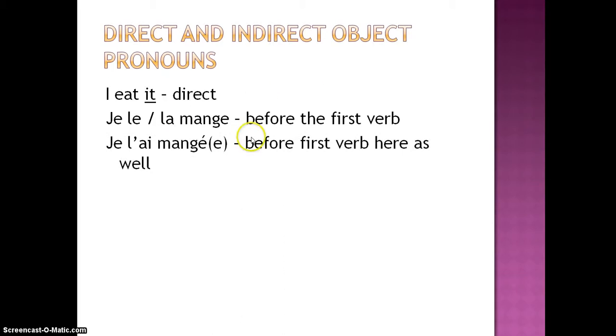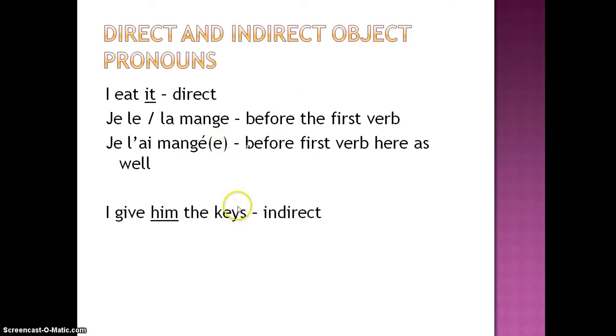Or if we're doing the imperfect, the passé composé, again it goes before the first verb, but it goes before our avoir here, the auxiliary. We might need to agree it depending on whether it's le or la. Again, look at your passé composé video or notes if you want to know how that works. Je l'ai mangé.